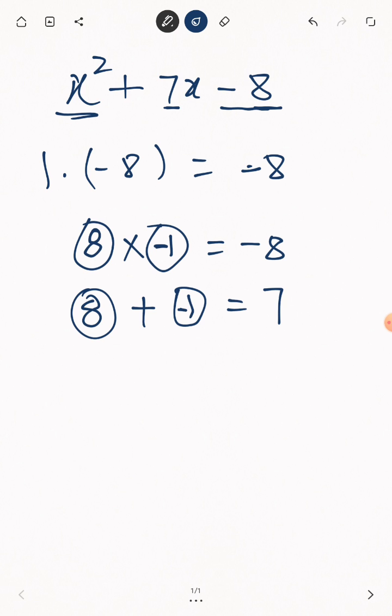So the factors of this equation are x. We'll write the parentheses again and we'll write x inside. Now this time we have positive 8 and negative 1. So the factors of this polynomial equation are x plus 8 and x minus 1.